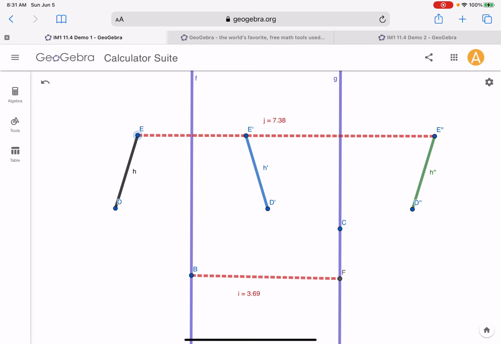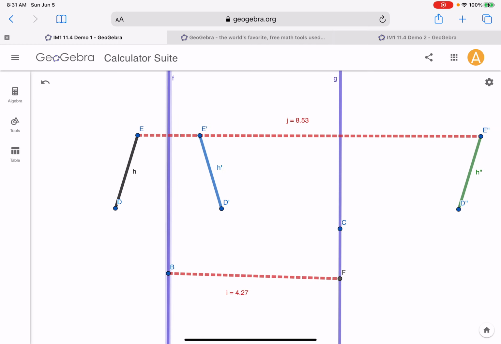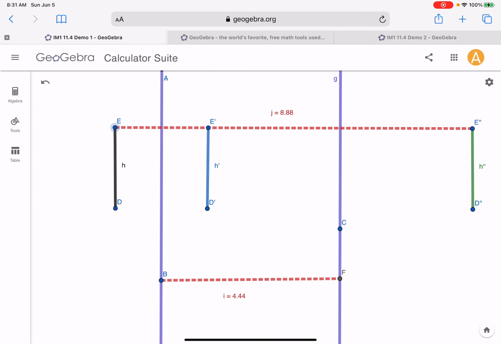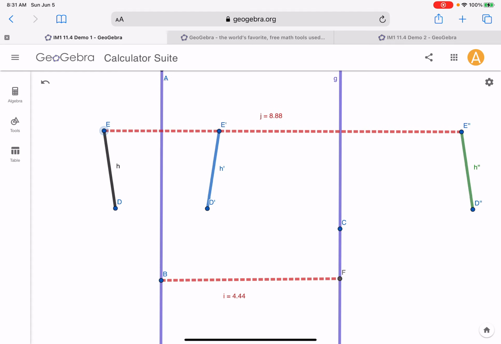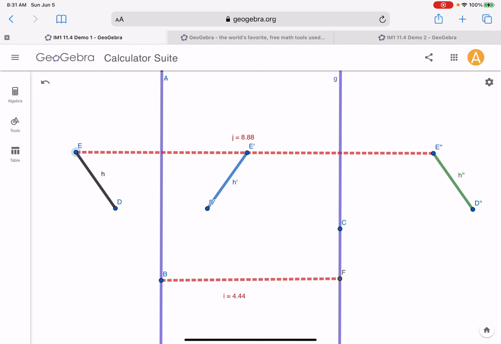So the distance from B to F, if I move this around, is 3.37, and the distance from E to E prime is double that, 6.74. So no matter where I move this in the plane, you can see how those distances are related to each other. They are twice. So notice B to F is 4.44. And notice the distance from E to E prime is 8.88, exactly double that. And no matter how I move it, notice it stays the same, right? Still 8.88. The only thing that matters is the distance between the parallel lines.